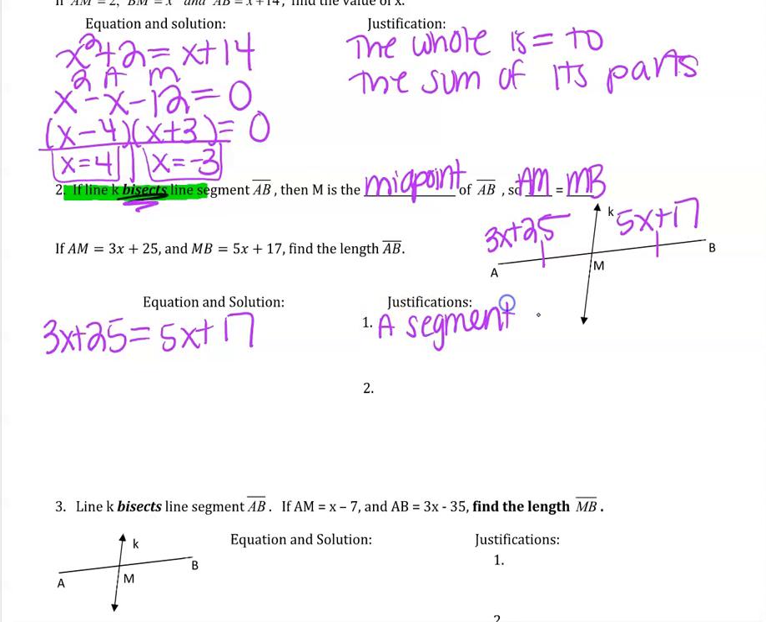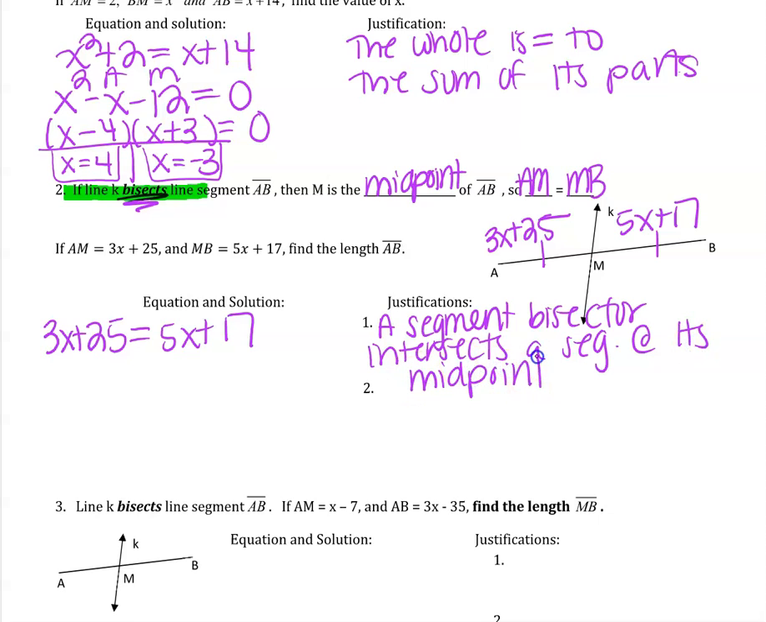A segment bisector intersects a segment at its midpoint. That's what allowed me to figure out that this point M was the midpoint, because I had a segment bisector. Now you know that M is the midpoint. Why would you know then to set those two parts equal? Well, because we know a midpoint divides a segment into two congruent segments, and that's your second justification.